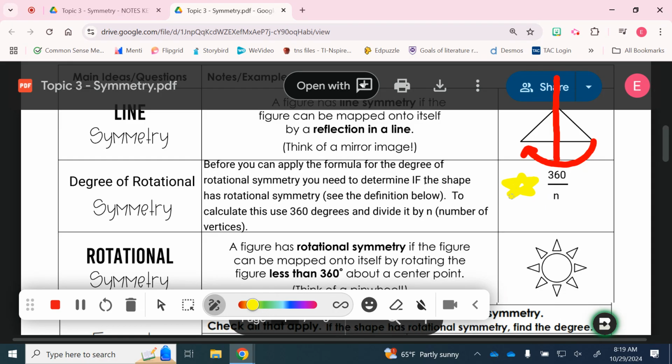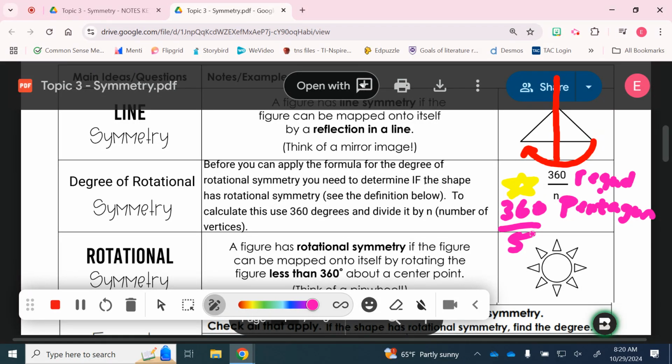But what we would say here is, just as an idea, let's say they tell us we have a regular pentagon. How many sides does a pentagon have? 5. Regular means that all angles are equal and all sides are equal. So for that rotational symmetry, we would take 360 and divide it by 5. And then we would have that degree of rotational symmetry.